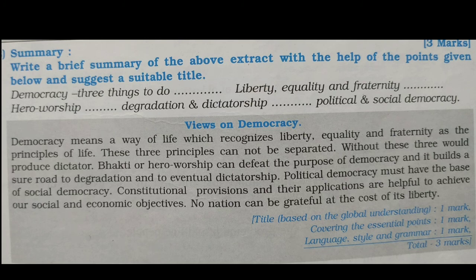Now we will see what type of question is given for summary writings. Have a look here. Write a brief summary of the above extract with the help of the points given below and suggest a suitable title. The points are democracy, 3 things to do, liberty, equality and fraternity, hero worship, degradation and dictatorship, political and social democracy. As you can see here students, this question carries 3 marks.